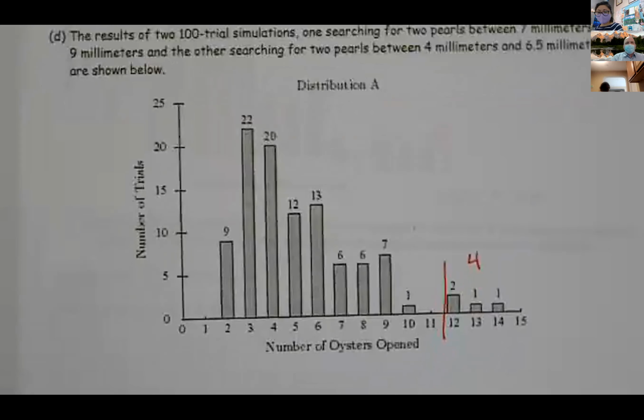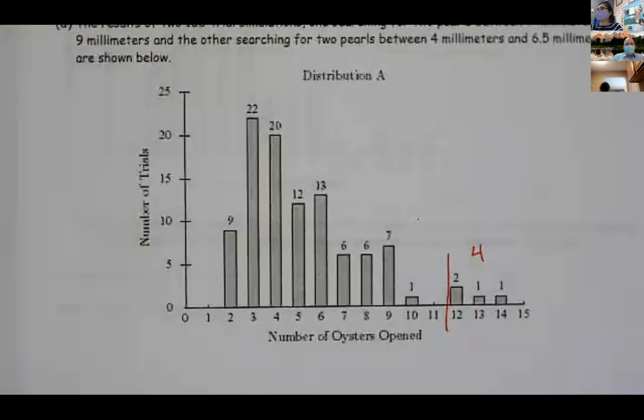So this was not part of the problem, but I want to bring this up because it showed up on things that they very well could ask. And they said, calculating a p-value based on a simulation. All right. Well, p-value is the probability of getting a test statistic this extreme or more, given the null is true. So what is the probability for distribution A that it took more than 12 oysters to find two? What's the probability to take more than 12?